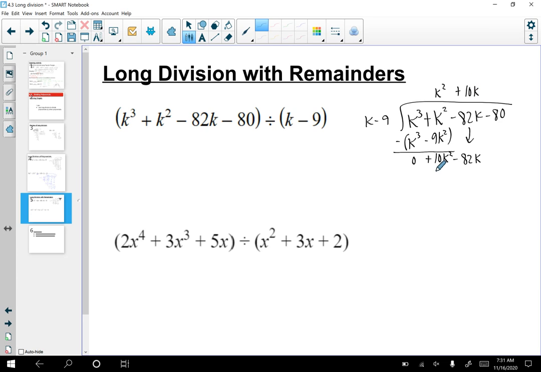10k times k gives me 10k squared. 10k times negative 9 gives me negative 90k. Subtract, I get 0 here that I'm adding, so that gives me plus 8k, right? Positive 8, because I have positive 90 and negative 82. 8k. I bring down my 80.